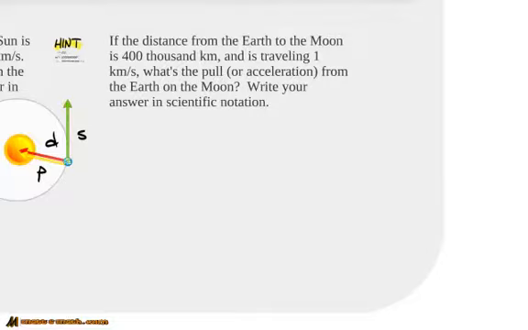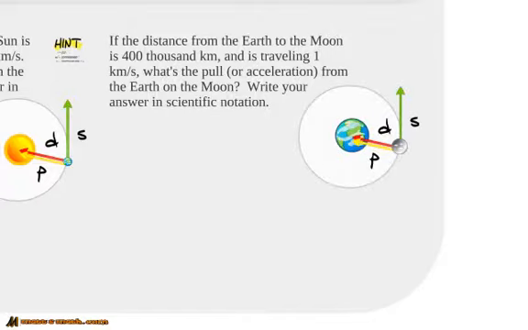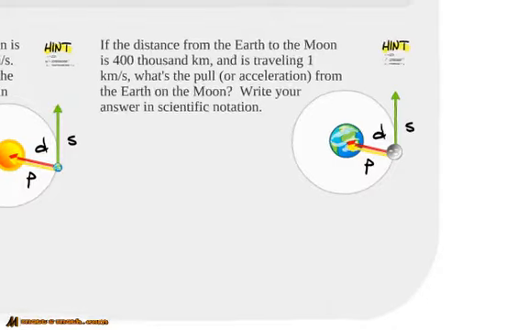Well, it's 400,000 kilometers away, and it's traveling 1 kilometer per second. What's the polar acceleration from the Earth on the Moon? Again, write your answer in scientific notation, draw a diagram, plug it in the equation, see what you get. Here's my fancy diagram. Kind of looks like a bowling ball traveling around the Earth. It's screaming, "Oh!" Get it? All right. Here's your equation.